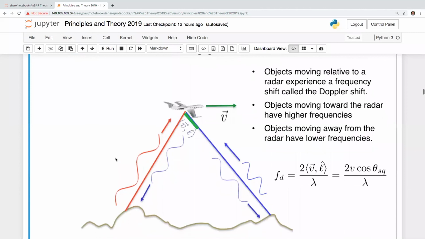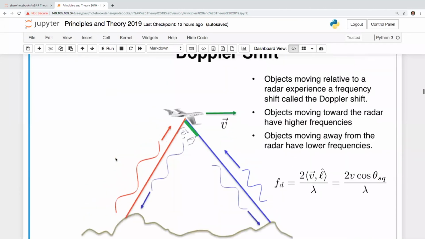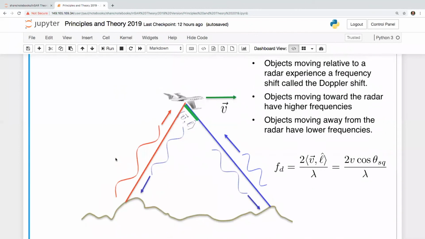Many of you have experienced, in the sound arena, an object like a train approaching you and the sound going up in frequency as it approaches and going down in frequency as it goes away from you. The same thing happens with light. If you have a platform flying along emitting some light, the signal in the forward direction rises in frequency, and the energy in the other direction goes down in frequency. So you get a shift in the frequency as you go from forward to back.